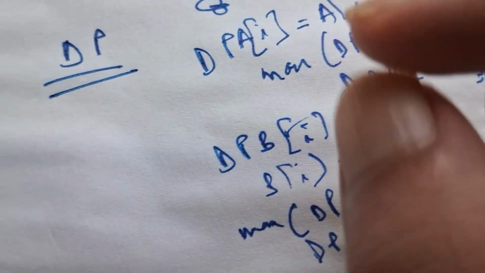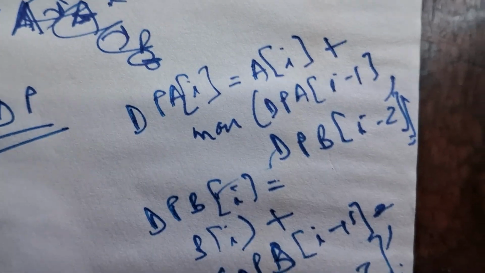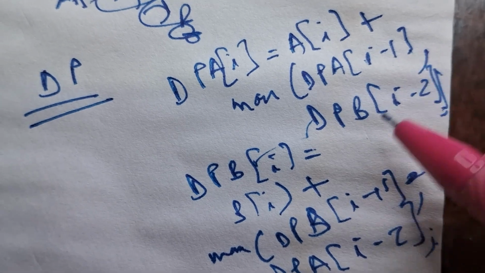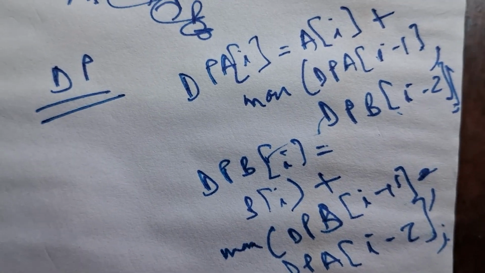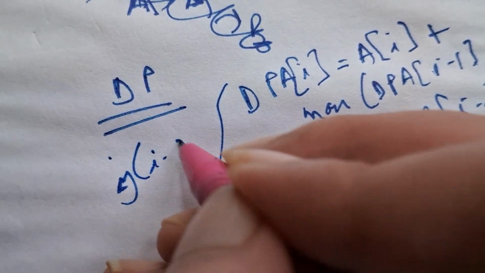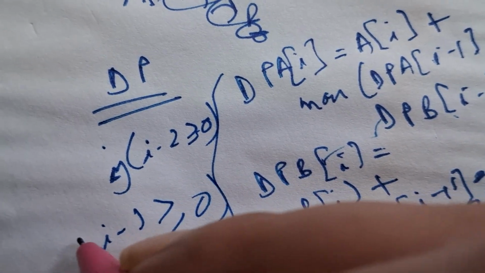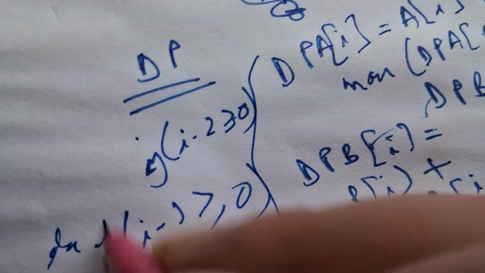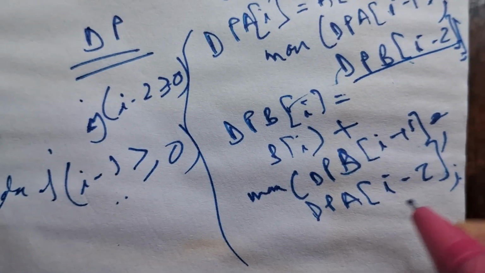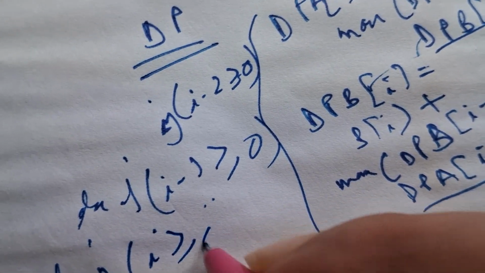Now there are a few basic concepts that I'm explaining, thinking that you're a beginner. For I minus 1, you have to check if it's inside the limits or not, and I minus 2 also you have to check whether it's inside the limit. So you can do this if I minus 2 is greater than or equal to 0, and if I minus 1 is greater than or equal to 0. Else you can just eliminate this.